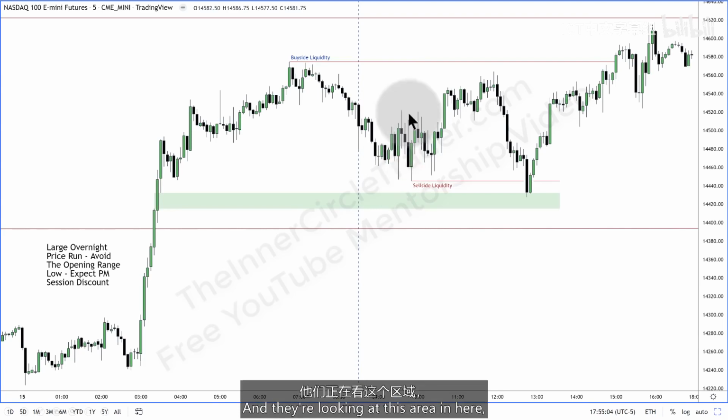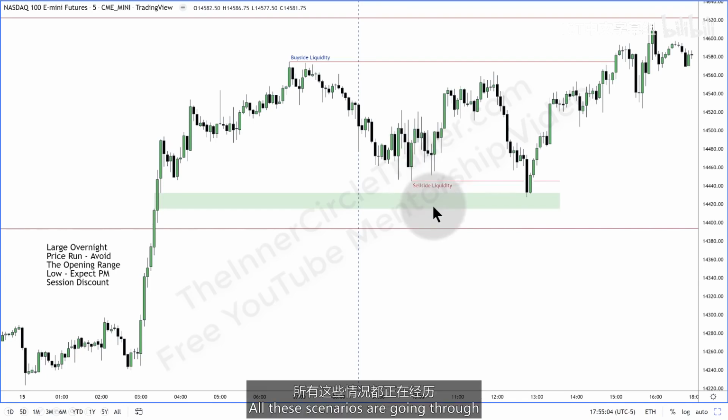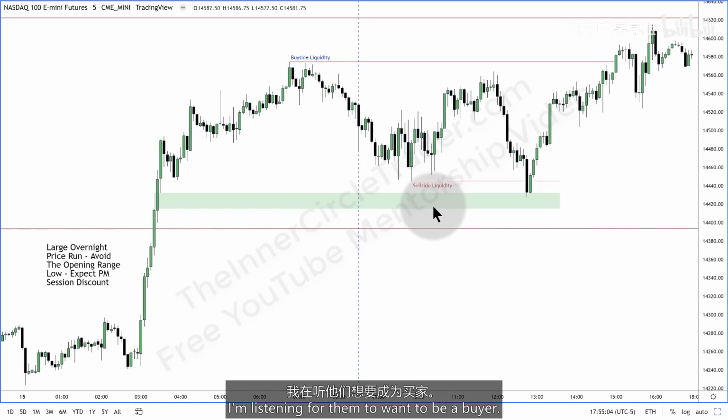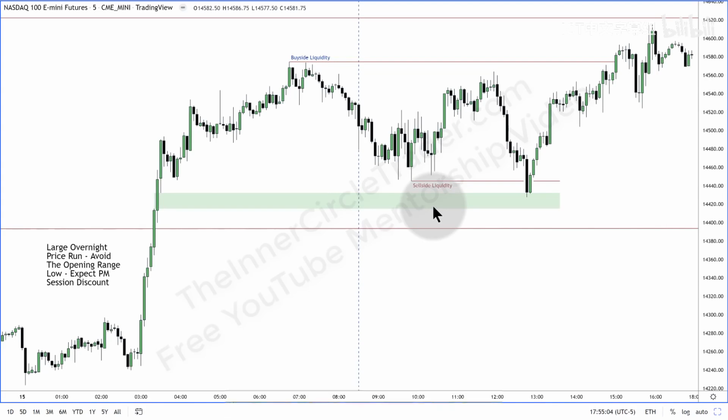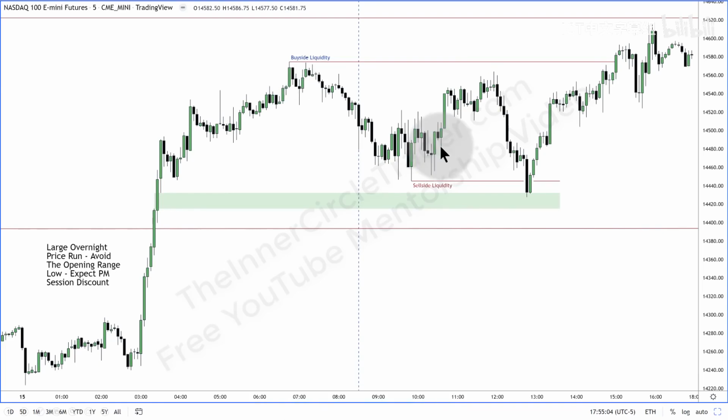And they're looking at this area in here, and it's back and forth. They think if it goes here, it's going to go there. If it goes here, it's going to go there. It's all these scenarios they're going through, randomly in their live streams. So when I'm watching price, I'm listening for them to want to be a buyer. So when they're trying to be a buyer, that means they're already hunting a continuation of this move here. I want to see a low form.